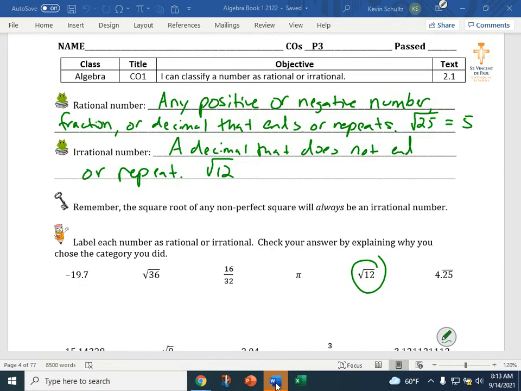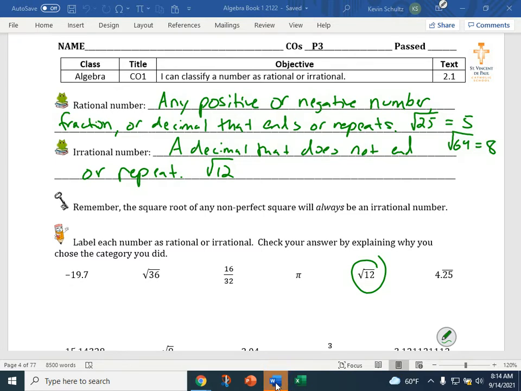Okay. Any root of a non-perfect square is always going to be an irrational number, such as the root of 12. Okay. Give me another example of the root of a perfect square. That's going to be rational. What's the root of a perfect square, Catherine? 64, right? The root of 64 equals 8. Therefore, it's going to be rational.